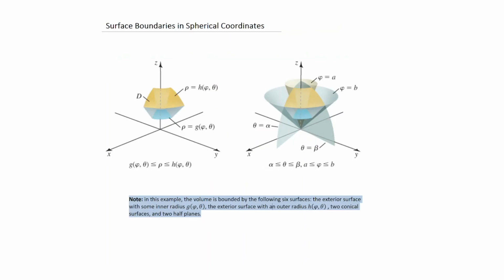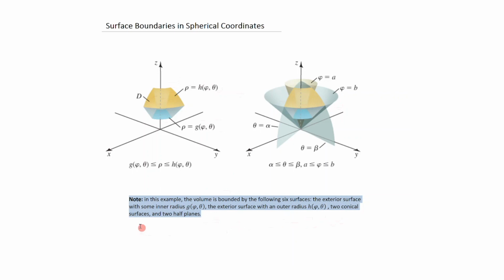And this is just another example. These are the surface boundaries in spherical coordinates. In this example, the volume is bounded by the following 6 surfaces. The exterior surface with some inner radius g as a function of phi and theta. The exterior surface with an outer radius h as a function of phi and theta. So this would represent just a section of the outer surface. And this below that you see shaded in blue would be the inner surface.